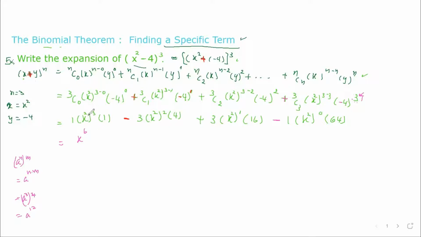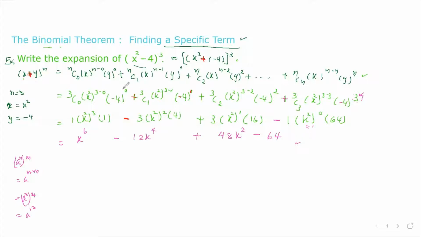So 1 times x power 2 power 3 gives x power 6. And then minus 3 times 4 becomes 12. Again, x power 2 times 2 here becomes x power 4. And this one plus 16 times 3. 16 times 3 becomes 48, right? 48. And x power 2 power 1, so 2 times 1 is x power 2. Minus x, 1 times x power 2, the whole thing power 0 equals 1, right? This one equals 1. So 1 times negative 64 equals negative 64. So this is the final answer.